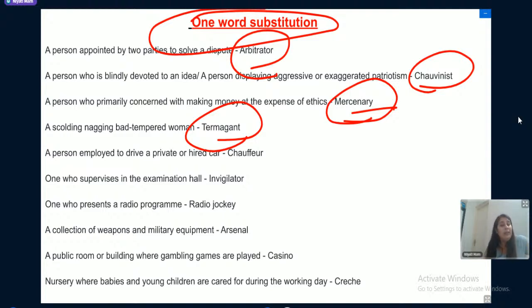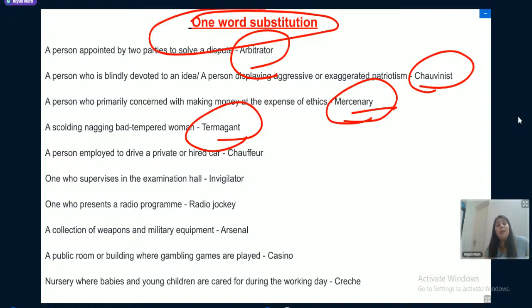A person employed to drive a private or hired car. See, driver is a common word. Chauffeur is the professional word. The spelling is C-H-A-U-F-F-E-U-R. Chauffeur is the professional word for a driver who is hired to drive a private or hired car.